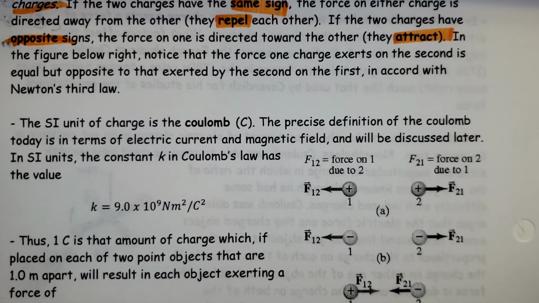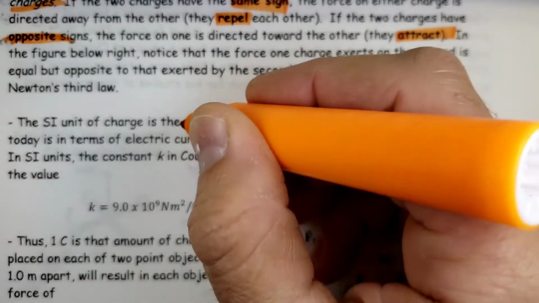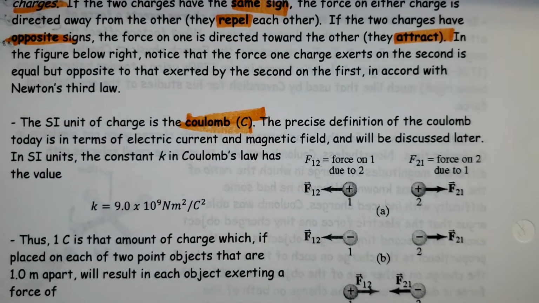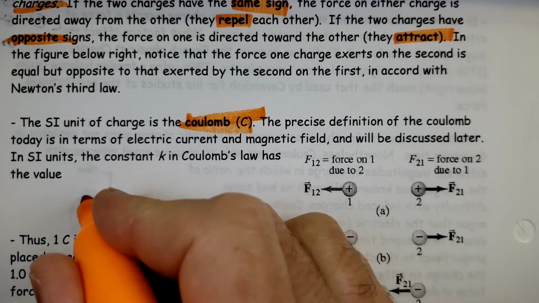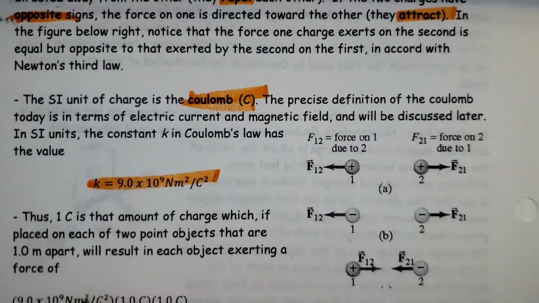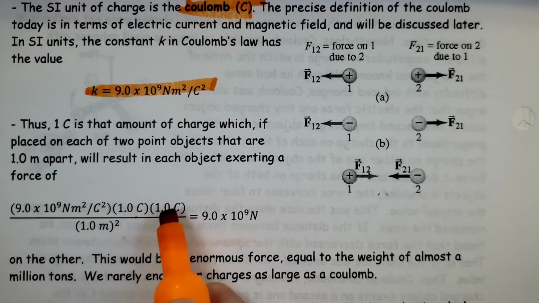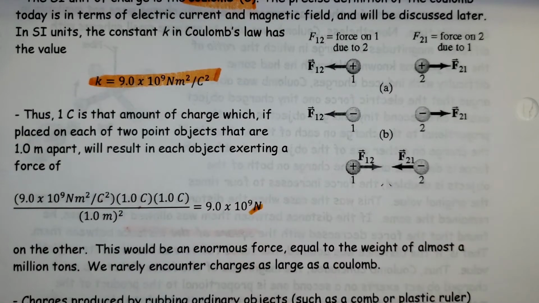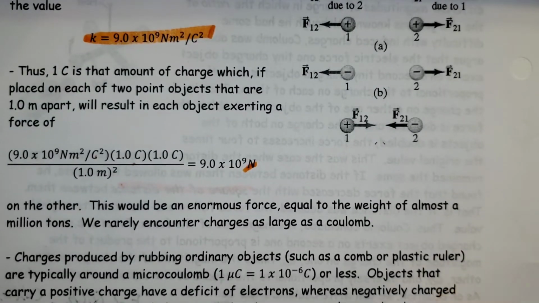The SI unit for charge is the coulomb, shortened to big C. The precise definition of the coulomb today is in terms of electric current and magnetic field, and will be discussed later. In SI units, the constant k is 9 times 10 to the 9 newton meter squared divided by coulomb squared. Because Q is in coulombs, if you look down here, the charges are in coulombs, meter squared, so you want the opposite here. So we end up with units of force, which is newtons.